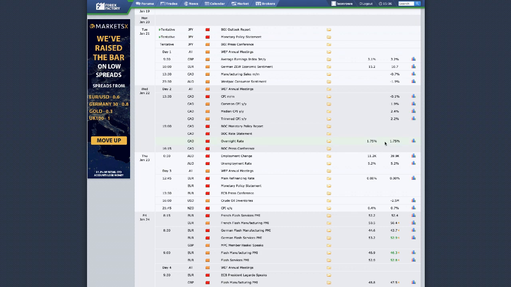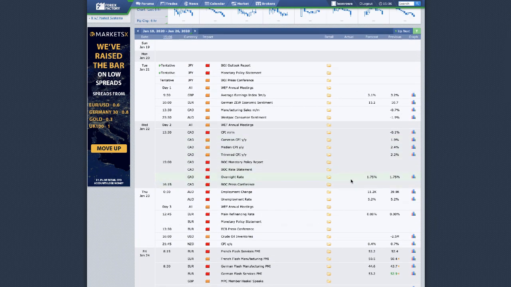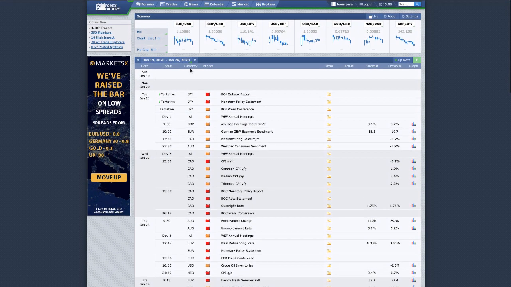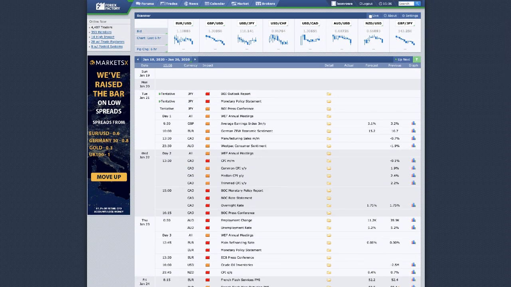So the Canadian overnight rate, depending on what they're doing, they're expected to hold at 1.75, which is probably going to be what happens. But CPI will also be interesting for the Canadian dollar. But I just want to focus a little bit before we get into the charts on the pound, right?